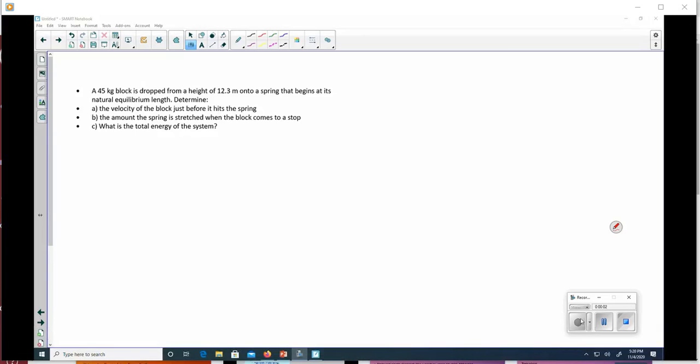Alright everyone, so in this example we have a 45 kilogram block that's dropped from a height of 12.3 meters onto a spring that's sitting at its natural equilibrium length, so its natural length. We want to find the velocity right before it hits the spring, the amount that the spring should be compressed when the block comes to a stop, and then we want to find the total energy of the system.